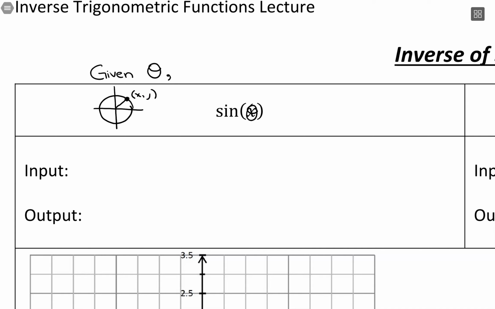Highlighter. There we go. That's all I wanted to do. So given some angle measurement, sine of that angle measurement was equal to the y coordinate on the unit circle.